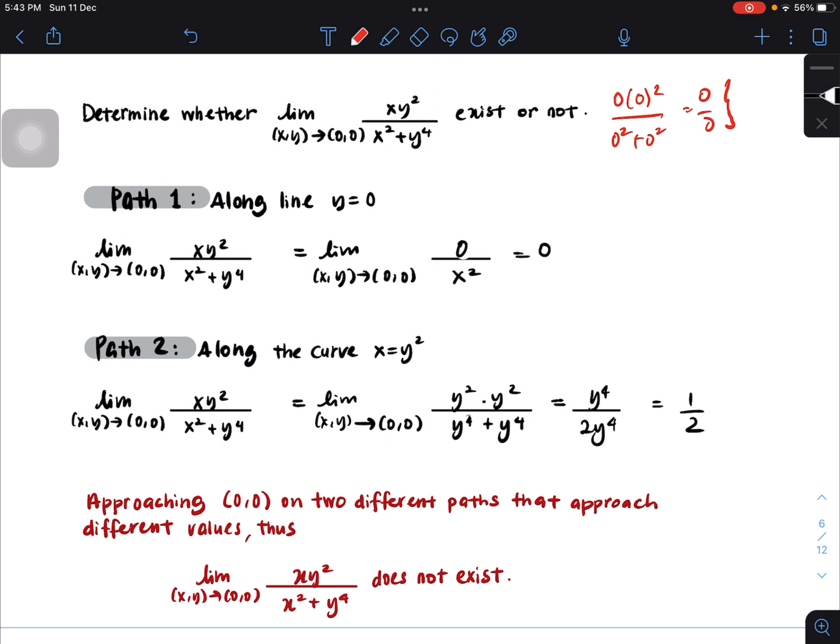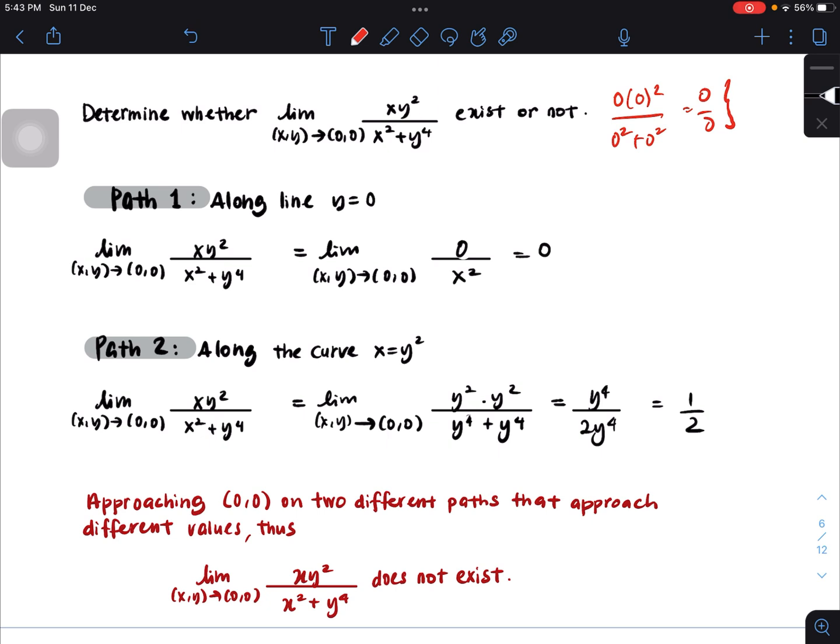So when it is undefined, you need to find two paths. At least two paths. Kenapa saya kata at least two paths? Kerana sebenarnya path dia banyak. As I mentioned before, the direction is come around the point. Okay, so dia banyak, jadi kita ambil dua je. Kita buktikan yang dua ni tak sama and then we can conclude that the limit doesn't exist.